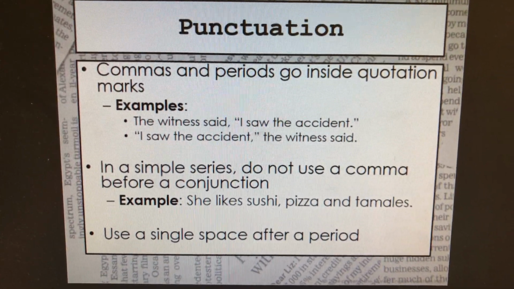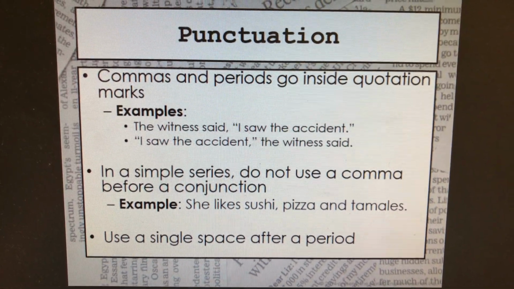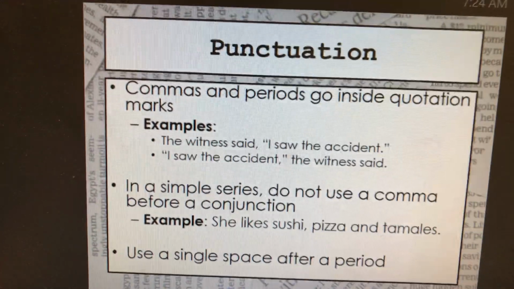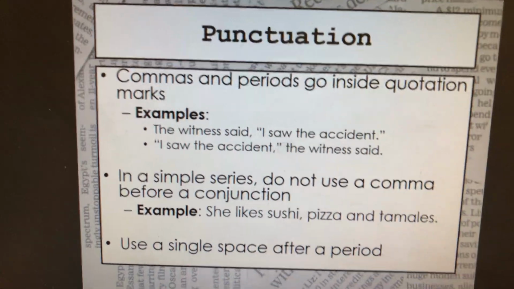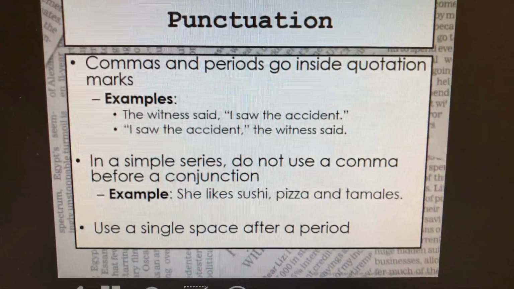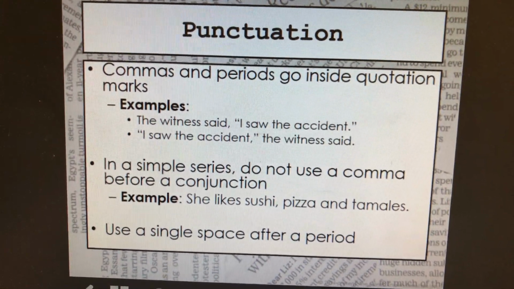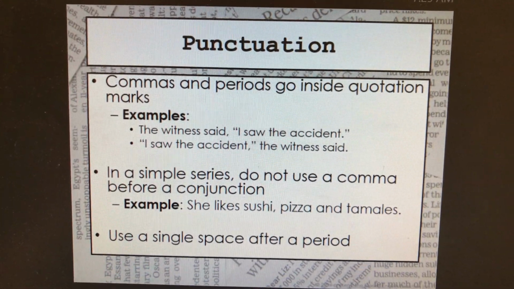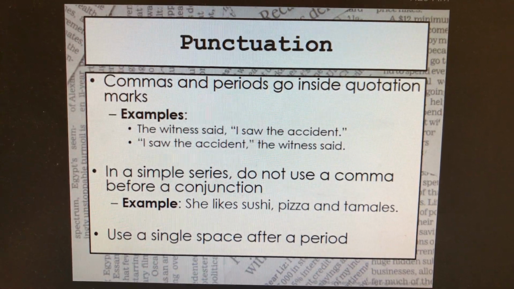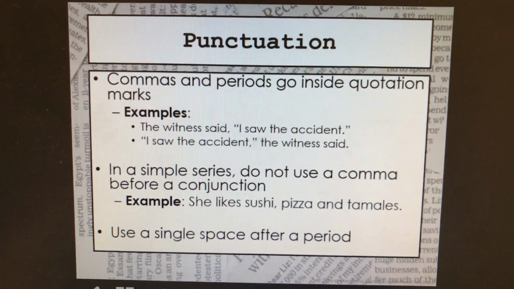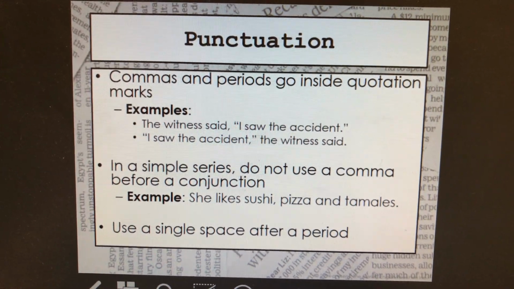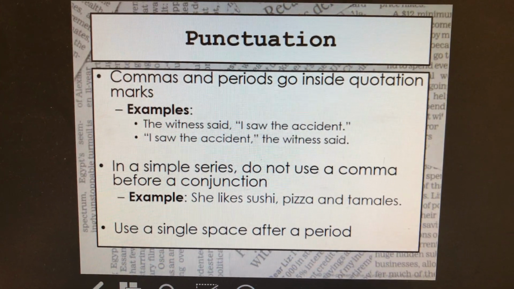Now, in a simple series, do not use a comma before a conjunction. And our example sentence is, "She likes sushi, pizza and tamales." Now, this particular comma that you might have noticed is missing, we call this the Oxford comma, kind of like Oxford College. And it's that comma that normally goes right before the word "and" in a series. And it's meant to help separate items in a series, items in a list or in a group.